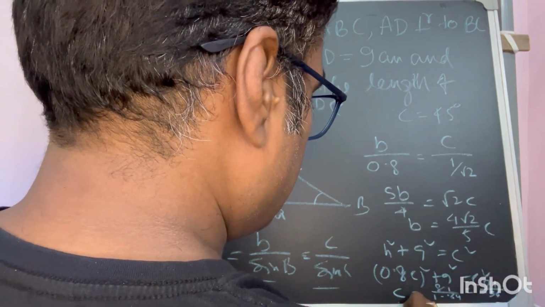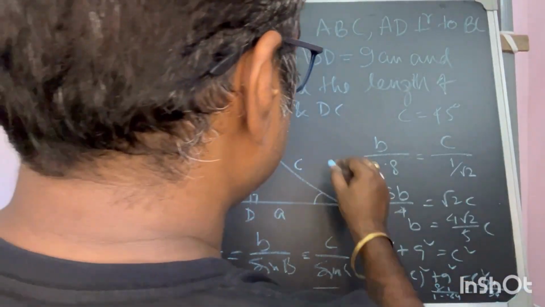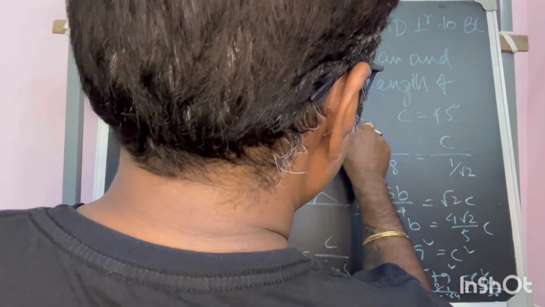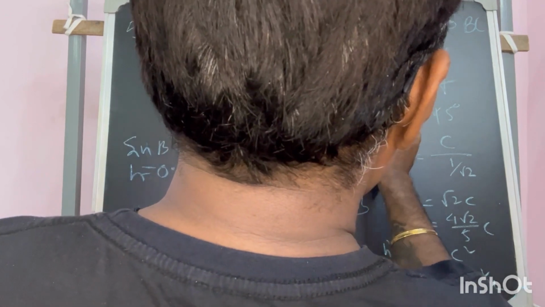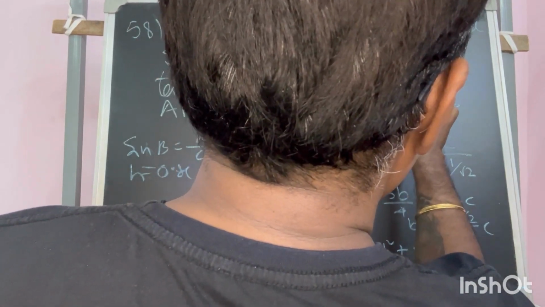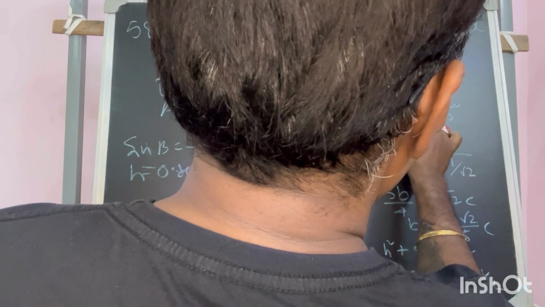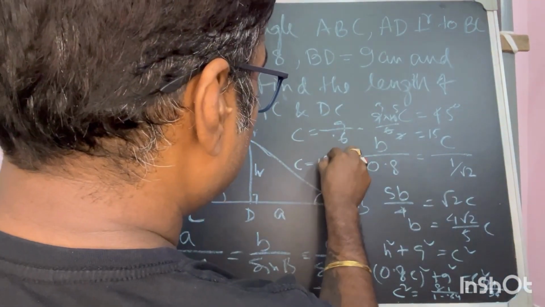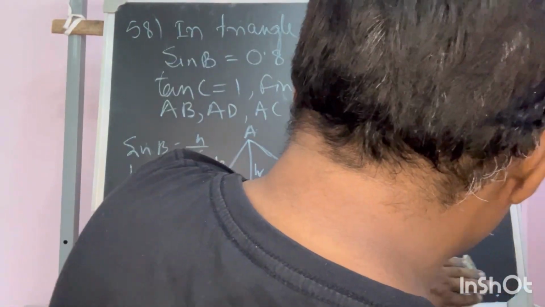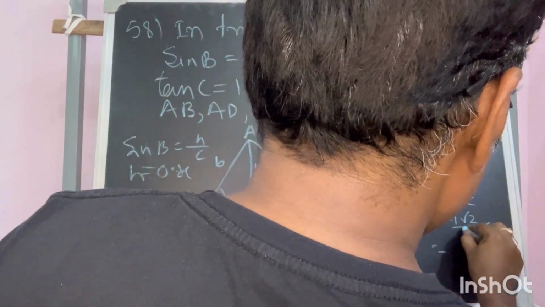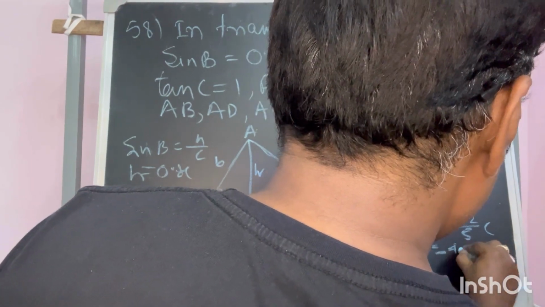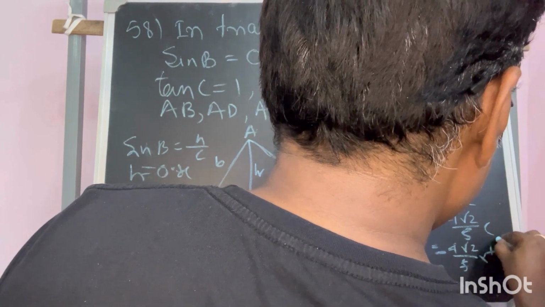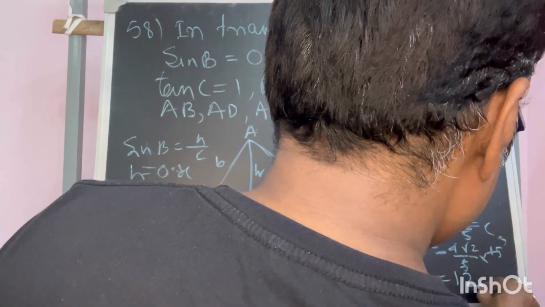So C square is this, so C is equal to 9 upon 0.6. From there, if I calculate, 90 by 6, that is 15. So C is 15. I can get C is equal to 15 from this equation. Once you get C is equal to 15, B will turn into 4 root 2 by 5 into 15, the 5 goes 3 times, so that is equal to 12 root 2.